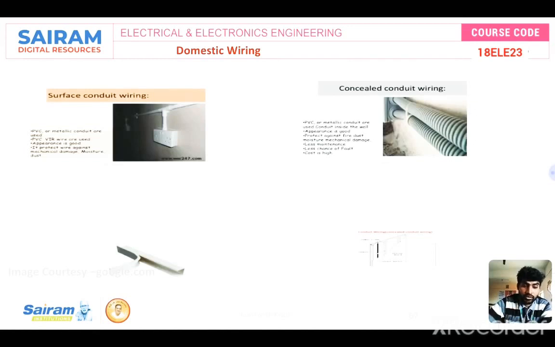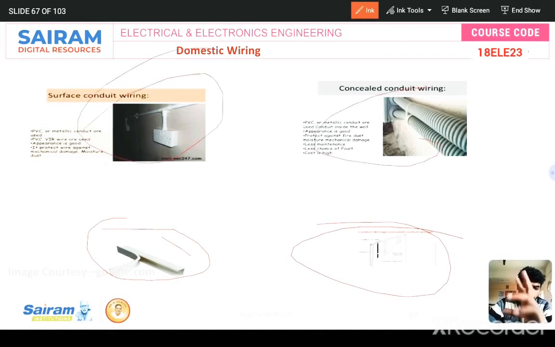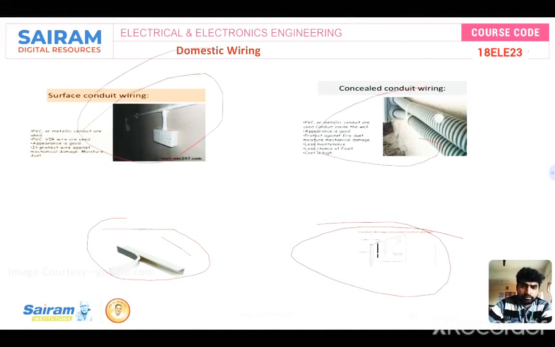And this is concealed conduit wiring. Before constructing the building, they used to keep the pipe, and then they pass some wires into it, and we are using it. This is the present situation. In our college also we have this type of wiring, casing and capping. It is available in all the rooms. This is concealed conduit wiring. Before constructing the building, we place it inside the wall. This is open conduit, surface conduit. This is concealed conduit, before constructing the building, keep it in your mind.